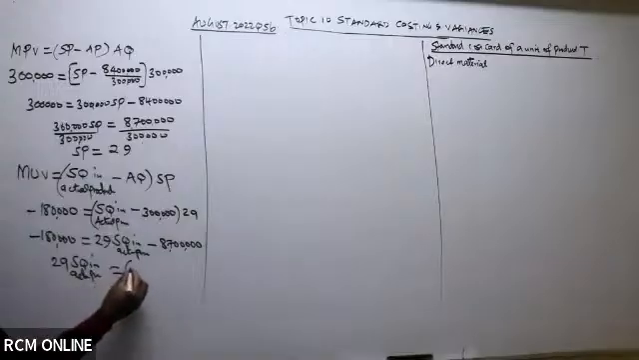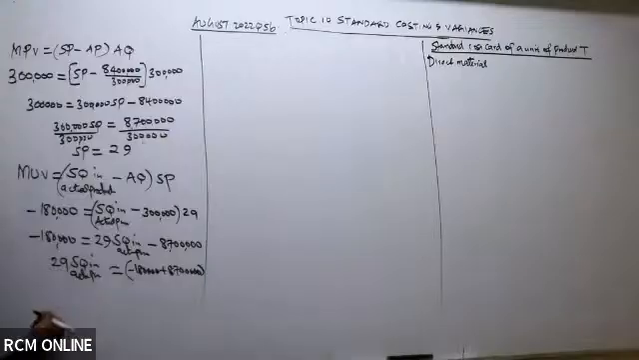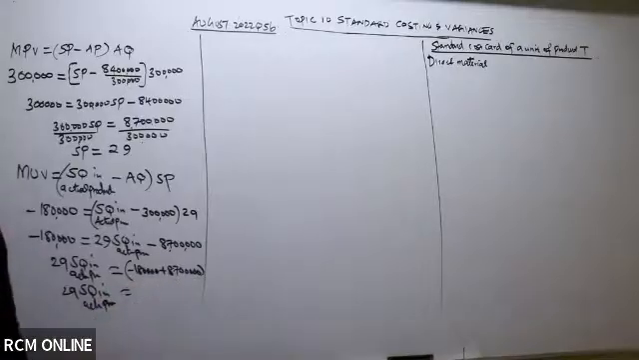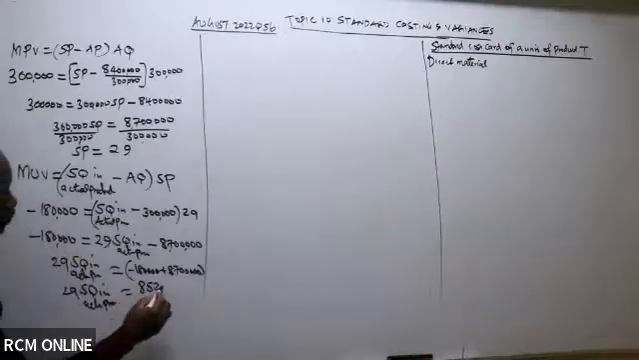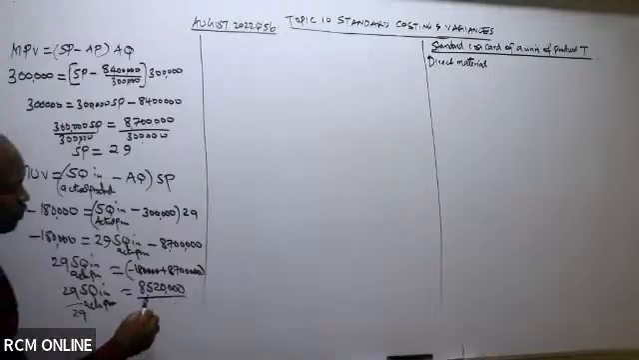So we have negative 180,000 plus 8,700,000. Can you get the difference here very fast? First, I'm going to write down 29 standard quantity in actual production is equal to the figure. What are we getting? 8,520,000. So we want to get standard quantity in actual production. Divide both sides by 29. What are you getting?